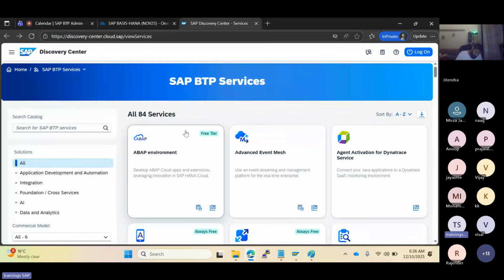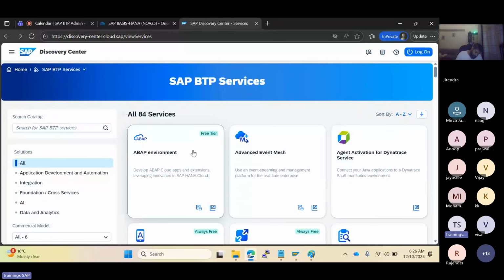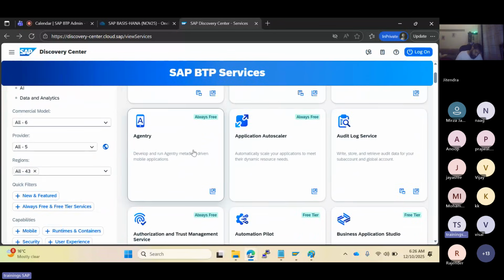So in this way, by seeing the tag name free tier, you know the offering has free tier plans, and tags like always free indicate the service comes always free, with no additional charges. That is the main thing here. But what is the trial scope here? The trial scope is only a 90 days license.